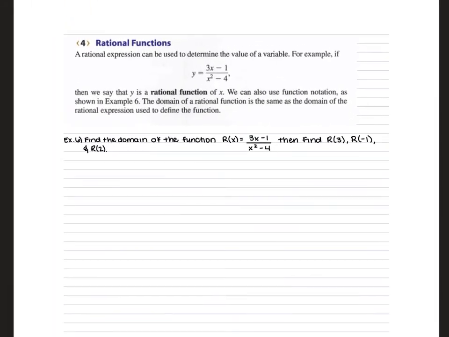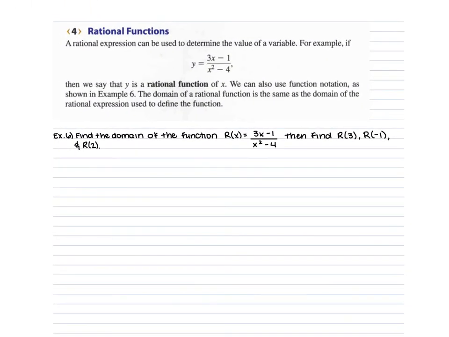If we look at our last example, we are taking a function that's given to us and substituting in for the variable. So we are told to find the domain of the function r of x is equal to 3x minus 1 over x squared minus 4. Then find r of 3, r of negative 1, and r of 2.